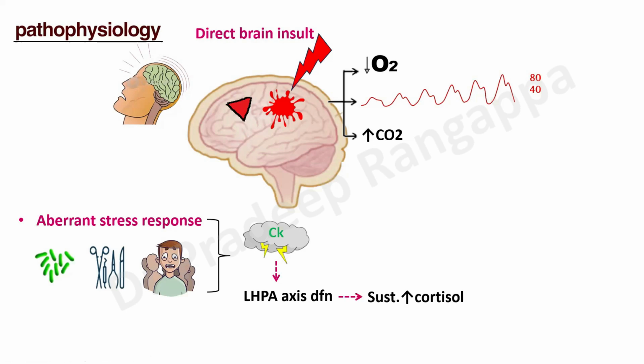And this dysfunction leads to a sustained increase in cortisol. This has been found to be one of the important triggers for the molecular changes that happen in the brain.